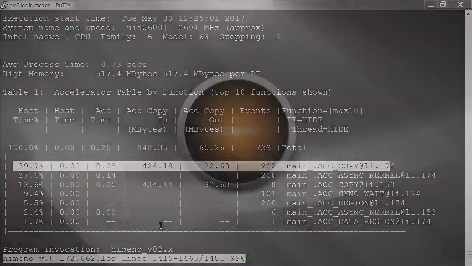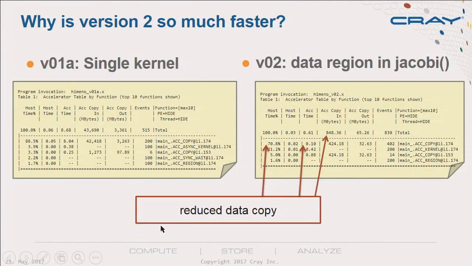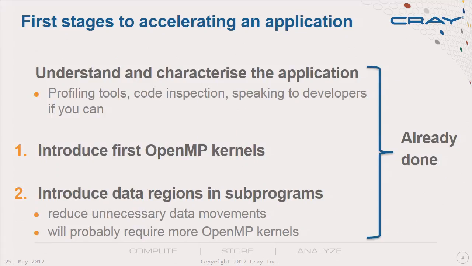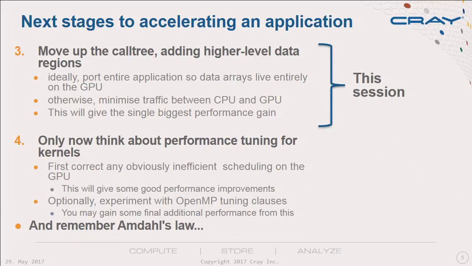I here compare the two profiles I have from the old version and the new version. So we see from 88% we go down. Here it's 70%, so actually we went down to 30%. That's the one I did on the Kepler GPU. Excuse me, I didn't update that one. Also summarizing that one, we did the first kernel. We also introduced the data region. Now we want to move up the call tree. So we want to do more on the GPU and less on the CPU, right?